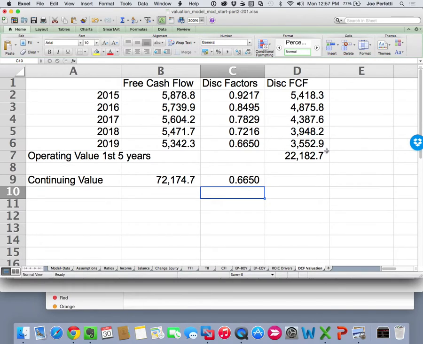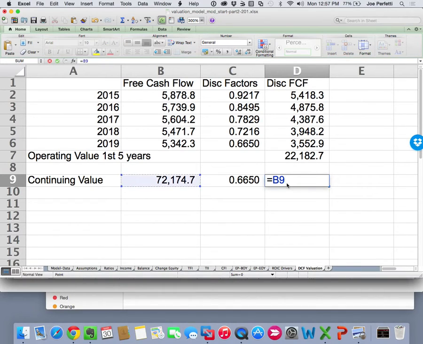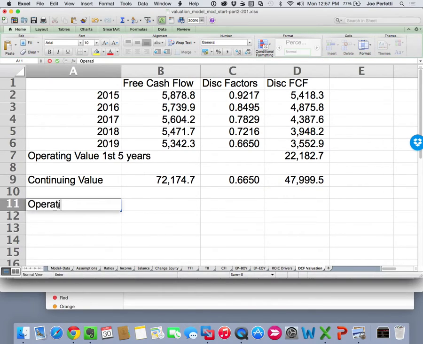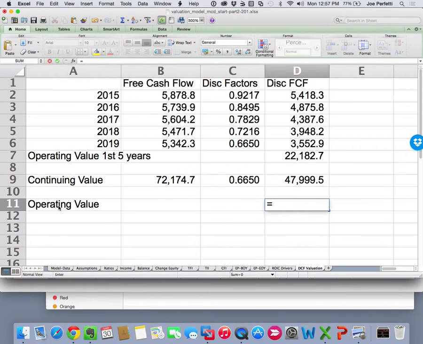So again, in present value, the continuing value, the free cash flow times the discount factor, is worth a little under $48 billion. Therefore, the operating value of McDonald's equals the first 5-year defined period plus the continuing value period, or a little over $70 billion, 7182.19. That is the operating value of McDonald's, assuming our forecast comes true.